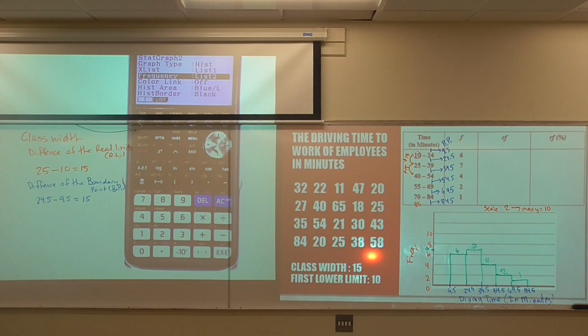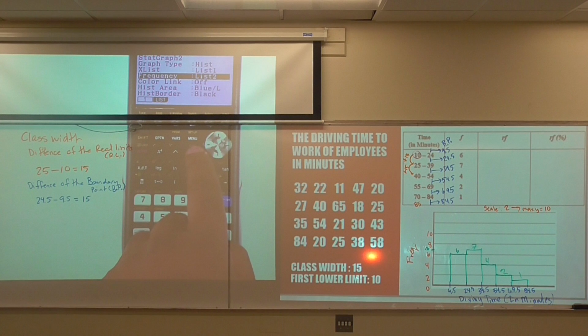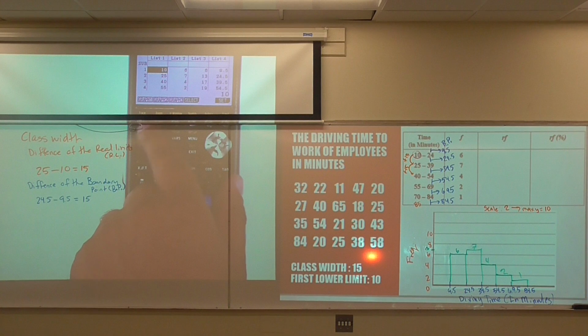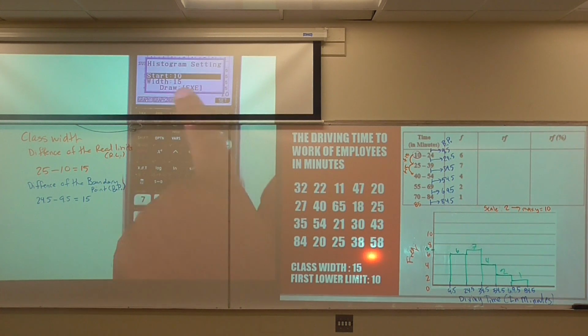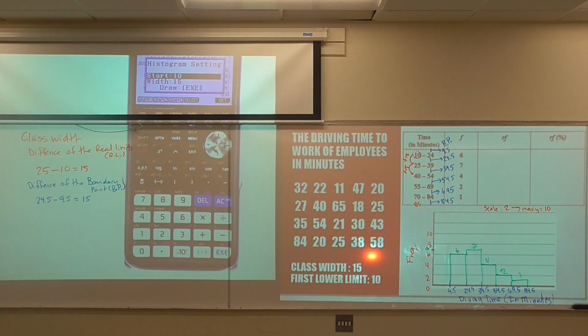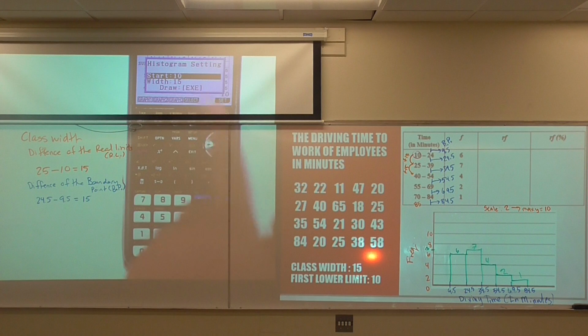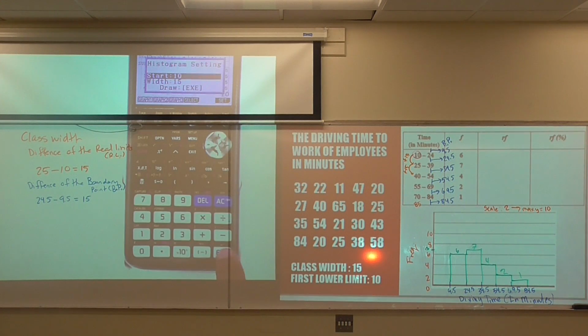So what do we do now? Well, we just exit this, because I entered it, or make sure you press enter. And then now I can graph. Once again, it asks what should be my starting point. I'm saying 10 because that's the lower limit, and 15 because that's the class width. So when I graph it, everything's good.